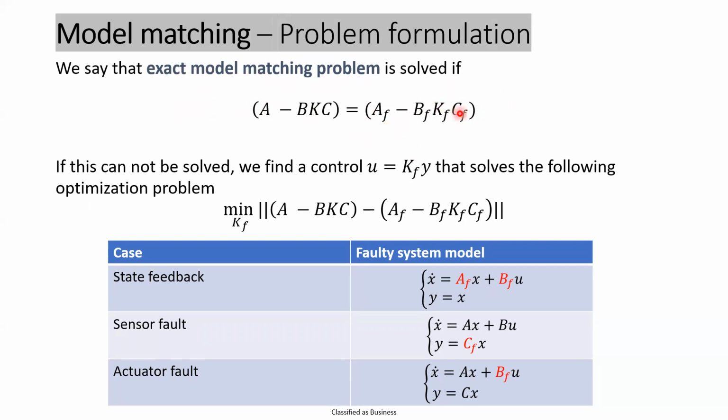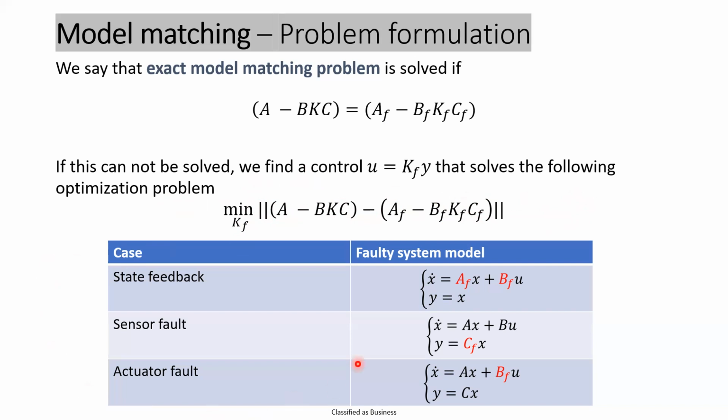If it doesn't happen, but we can find KF such that the error between this matrix and the other matrix is small, then we say that we have model matching to a good extent. It is not an exact model matching, but it is good enough. Therefore we try to minimize A minus BKC minus AF minus BF KF CF. Because it's a matrix, it should be the norm of the matrix that is being minimized. So we change KF such that this norm is minimal.